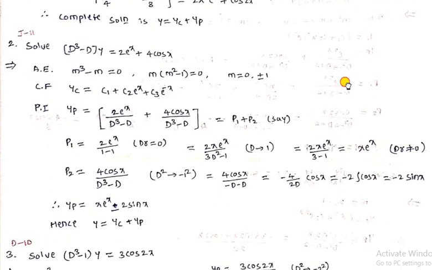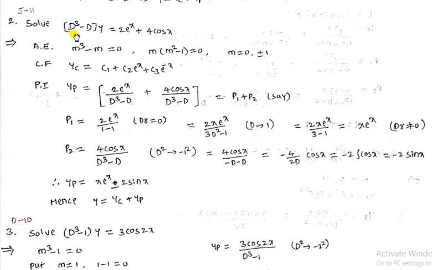Second example, solve (D cube minus D) y is equal to 2 e to the power x plus 4 cos x. So the auxiliary equation of D cube minus D is m cube minus m equal to 0. Here m is common, so m into (m square minus 1) equal to 0, which denotes that m equal to 0 and m square minus 1 equal to 0, or m square is equal to plus or minus 1.